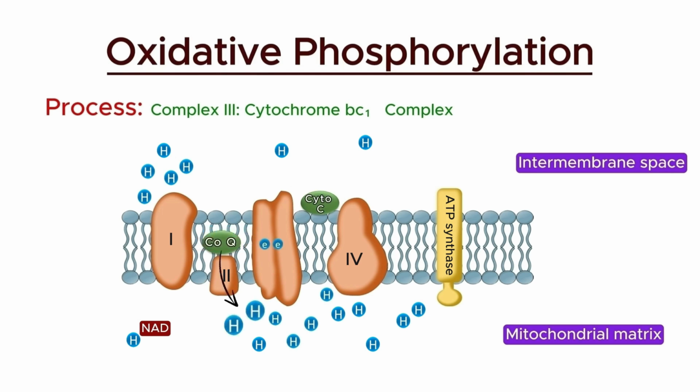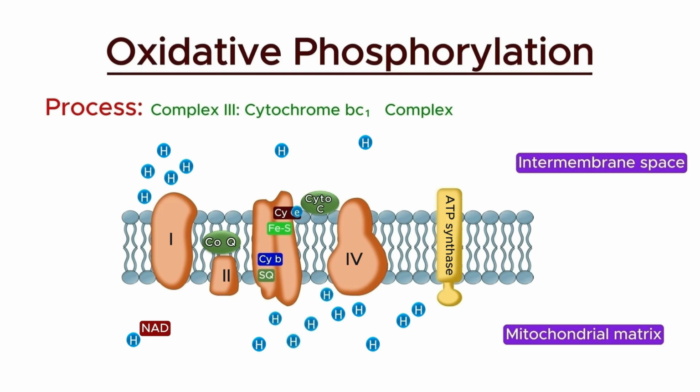The electrons then follow 2 separate pathways. One electron is transferred to the Rieske iron-sulfur protein and then to cytochrome C1, eventually reaching cytochrome C. The other electron is transferred to cytochrome B and then to another molecule of ubiquinone, forming a semiquinone radical.